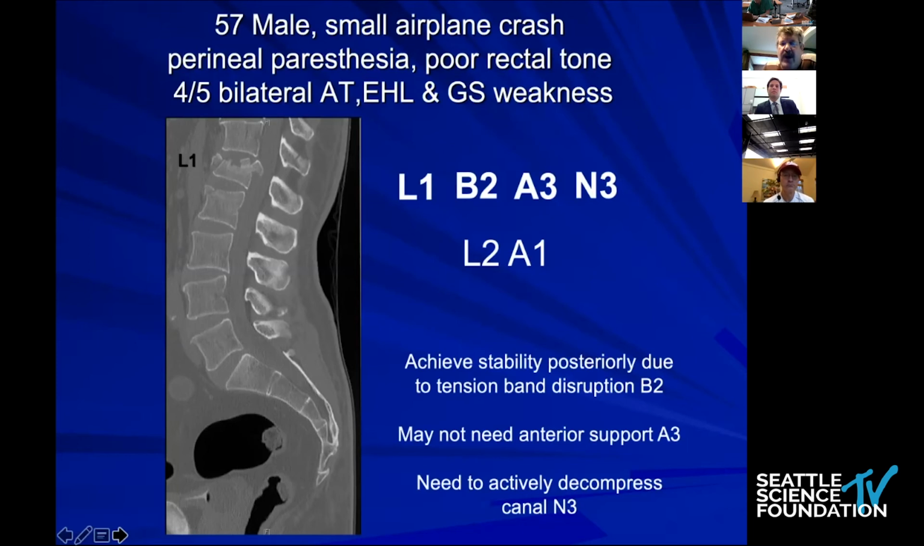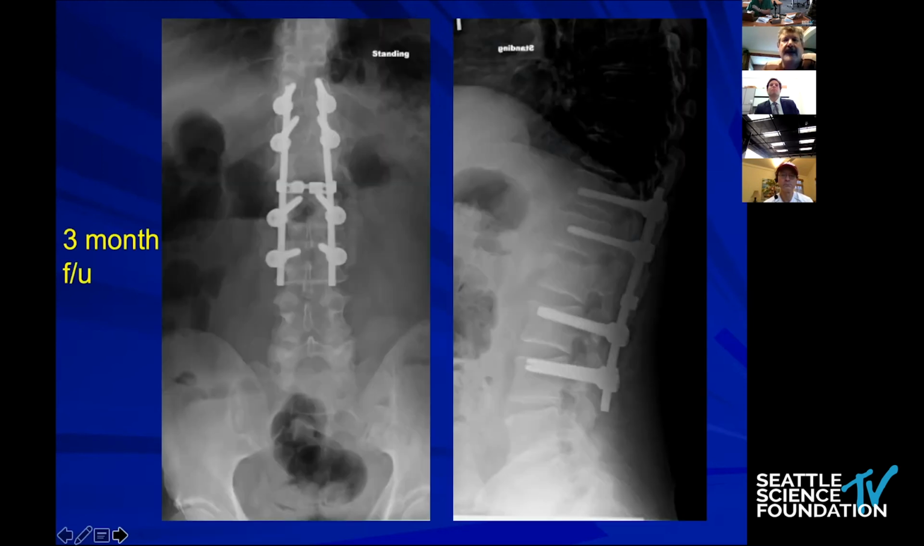So we need to achieve posterior stability due to the tension band guiding our treatment. We probably don't need any anterior column support for an A3, but we do want to actively decompress this because it's an N3. So we have a way of classifying it, discussing it accurately, communicating, and then guiding treatment. And this is the 3-month follow-up of this patient.